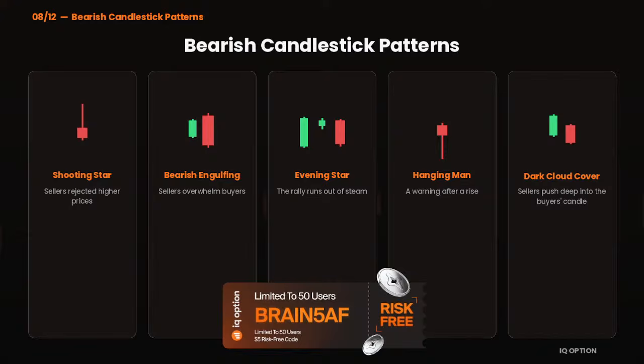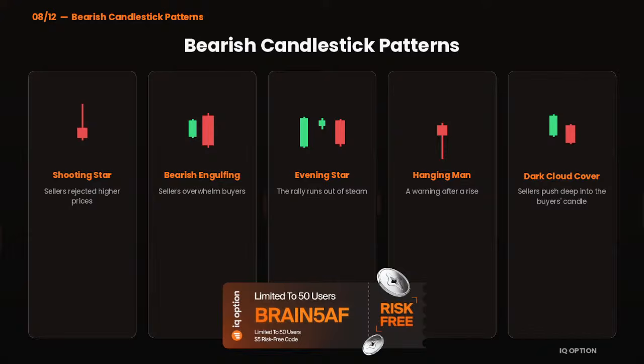evening star. Okay, just like we have the morning star, now we have the evening star. And the evening star is actually the mirror of the morning star, as you can see. It is a long green candle, the opposite of the morning star. It is a long green candle, then a small hesitant candle, just like the morning star, and then a strong red candle pushing back deep into that first green candle's body.